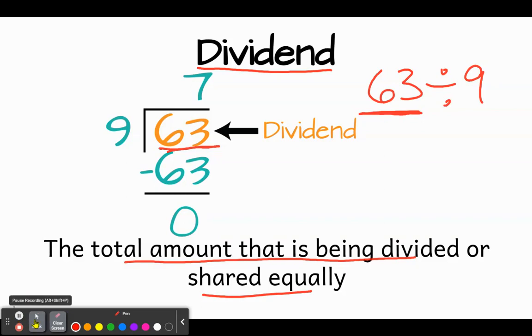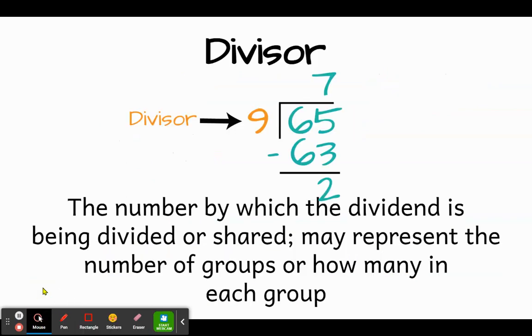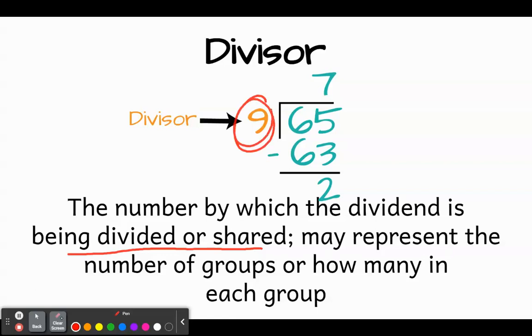All right. Now, let's go over how this is different from a divisor. A divisor is the number by which the dividend is being divided or shared. It may represent the number of groups or how many are in each group. So the divisor is the number that we are splitting our dividend into. If we have 65 divided by 9, we're going to take 65 objects and divide them into 9 groups, or put 9 in a group.